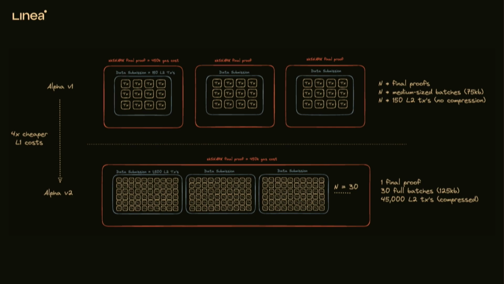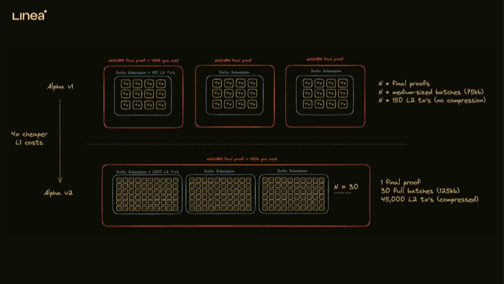But also, with the proof aggregation, we're now able to include many, many batches into one final proof. So you can see here we're getting up to 30 of these larger batches, and only then has to be verified with a single zkSNARK proof. So this is great. The TLDR is we've gone from roughly about 150 L2 transactions verified in a single zkSNARK in Alpha v1 to about 45,000. So that's a 300x increase.